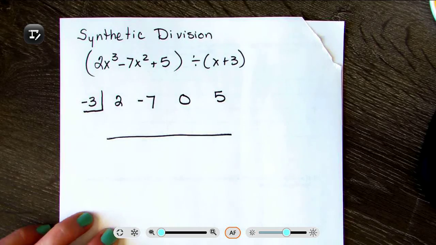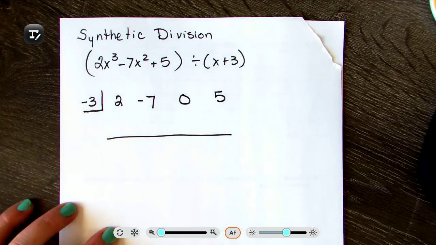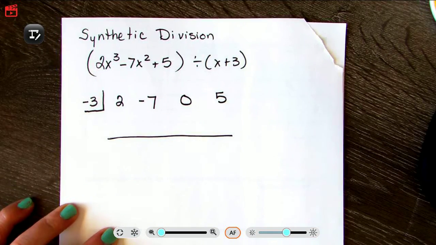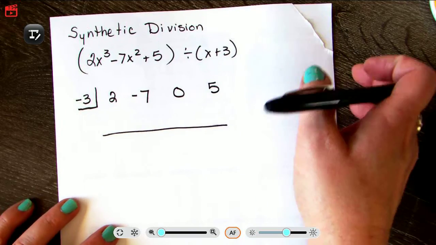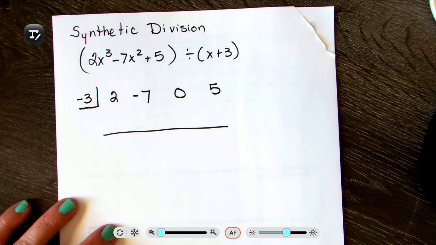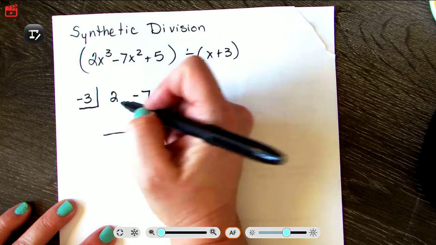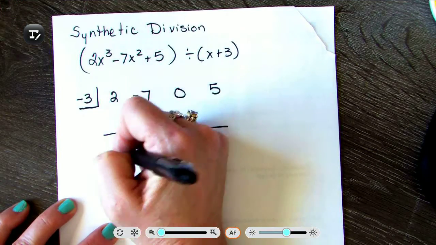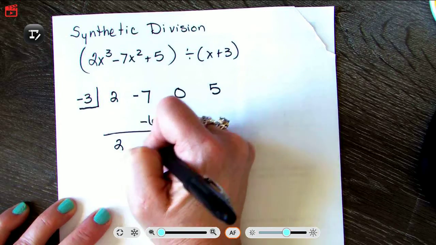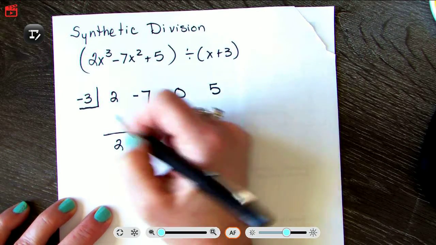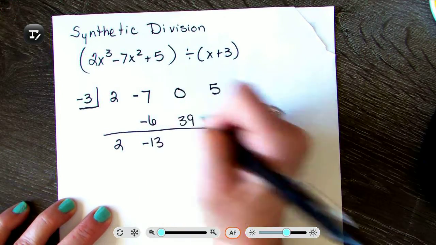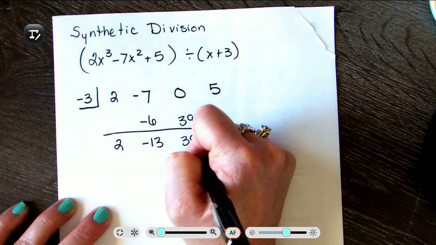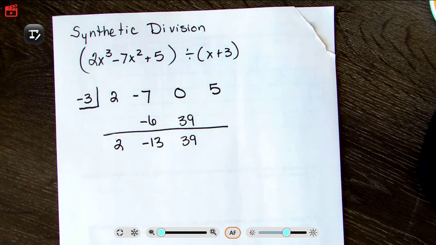And the nice thing about synthetic division, it doesn't use as much paper as the long division. But feel free to do whichever one you like. But I like synthetic division because it's quick and easy. We drop the 2 down. We multiply. We add. We multiply. As long as the numbers don't get too big, I'm okay. We add. And I have a calculator, so I can multiply on my calculator.